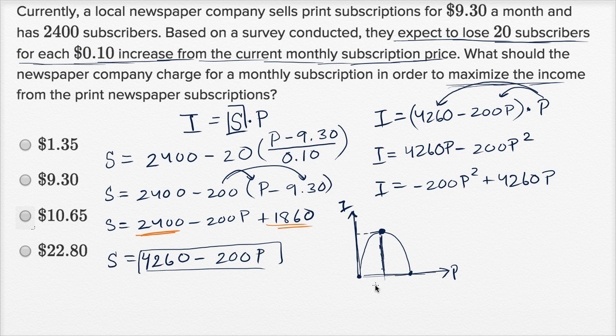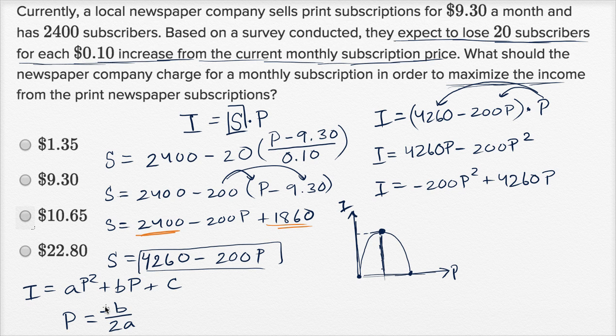Another way to do it is you could say, look, if I have something of the form I is equal to AP squared plus BP plus C, instead of writing y and x, I wrote I and p. Well, the vertex is going to be the negative of this coefficient, negative b, over 2 times a. That's going to be the p coordinate of the vertex. P equals that is going to be when you hit the minimum or maximum point. In this case, it's going to be the maximum point.